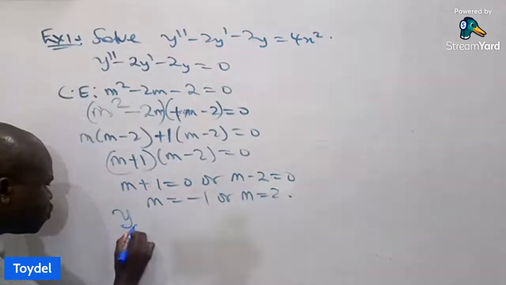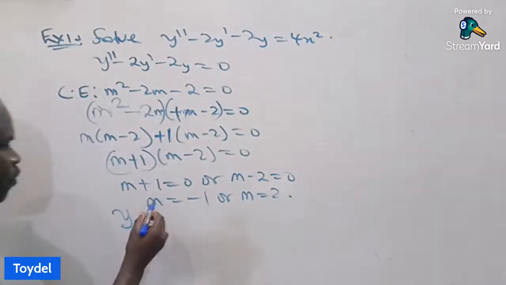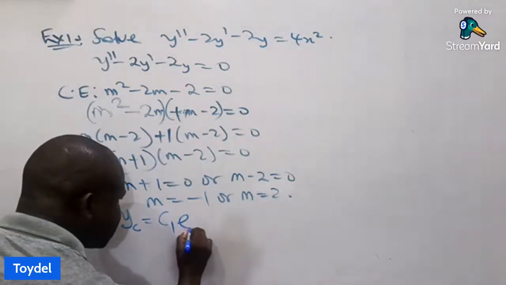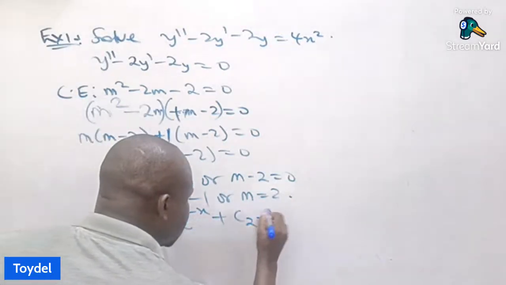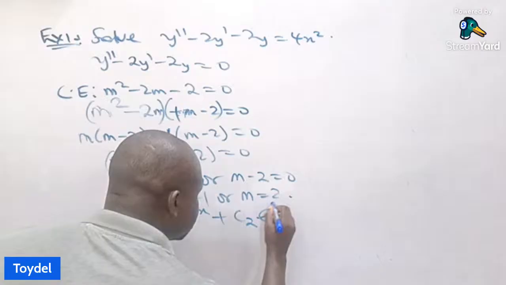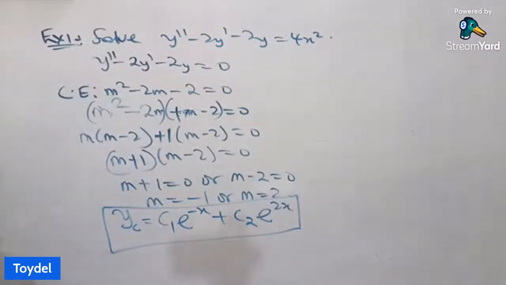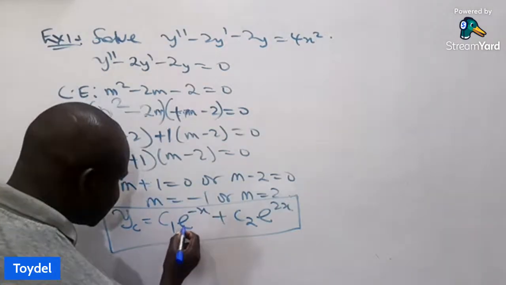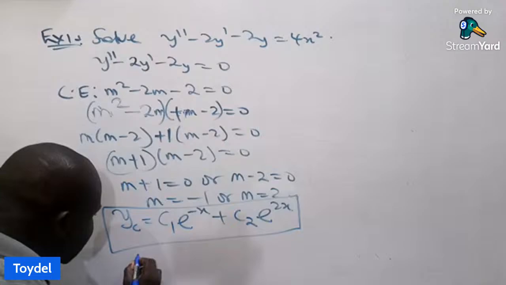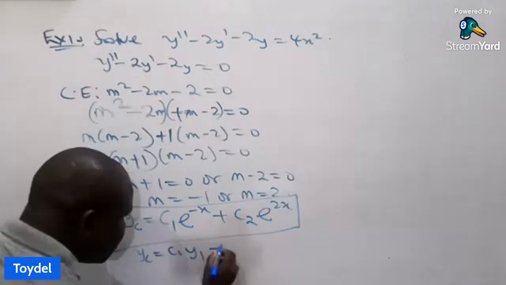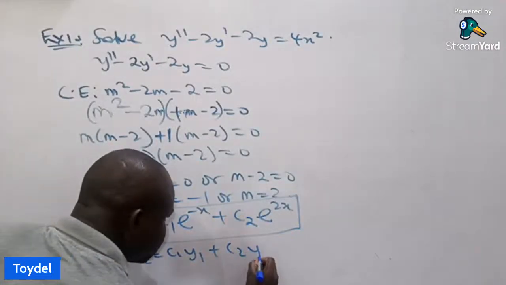So the complementary solution here is going to give us c1 exponential minus x plus c2 exponential 2x. This will represent the complementary solution. So once we know the complementary solution, that is when we can go ahead and find the particular solution. If you compare it with what we are given, you realize that this is the same thing as yc, same thing as c1 y1 plus c2 y2. What can you deduce from there?